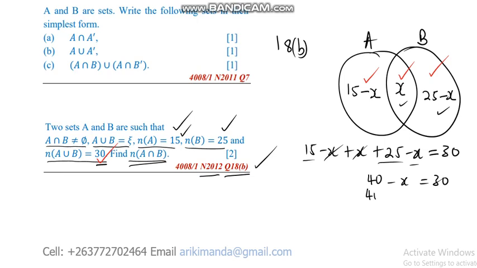We're going to have 40 minus 30 is equal to X. If an X crosses the equal sign from the minus X, it becomes a positive X. What is 40 minus 30? We get 10, which is equal to X. So we can safely say X is equal to 10. So our question, which says find the number of elements in A intersection B, we can safely say that the answer is 10. There are 10 elements on the intersection. This is how we answer this one. This question is fairly easy.